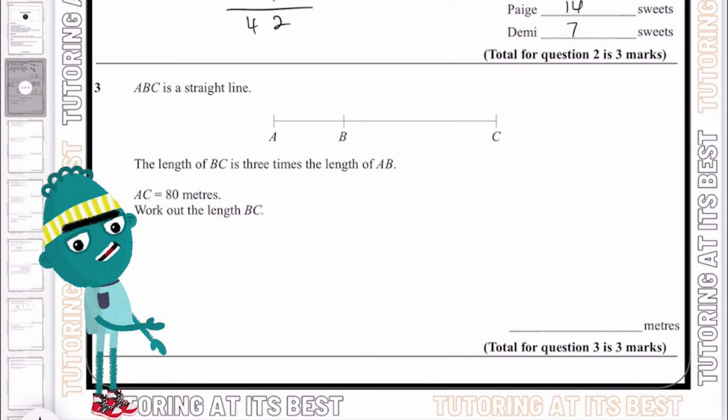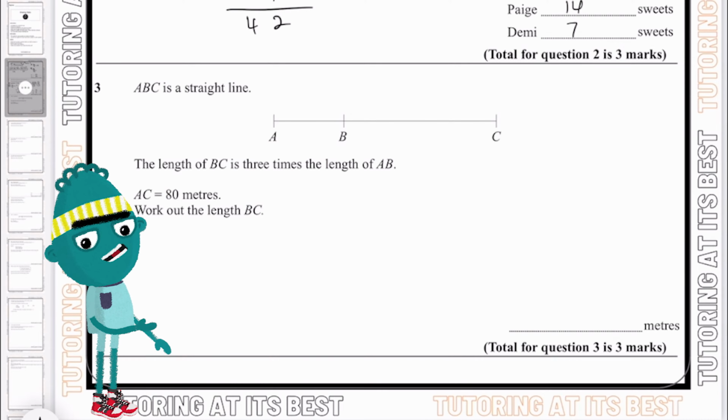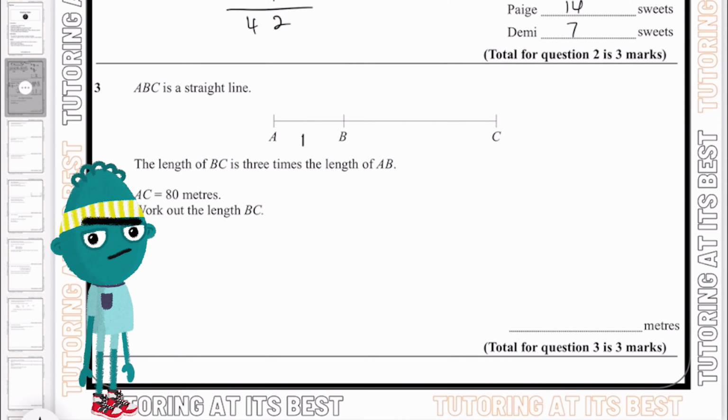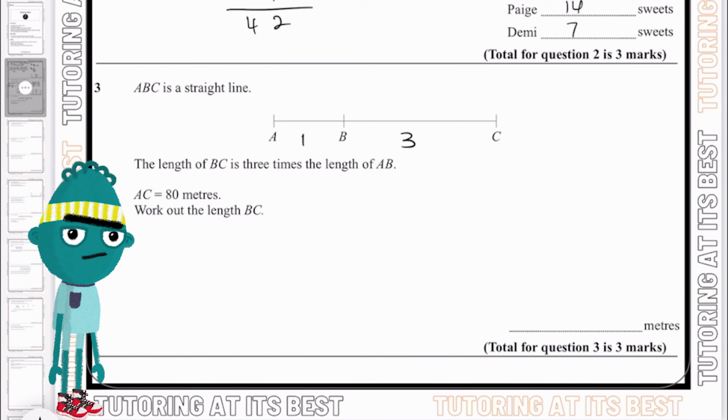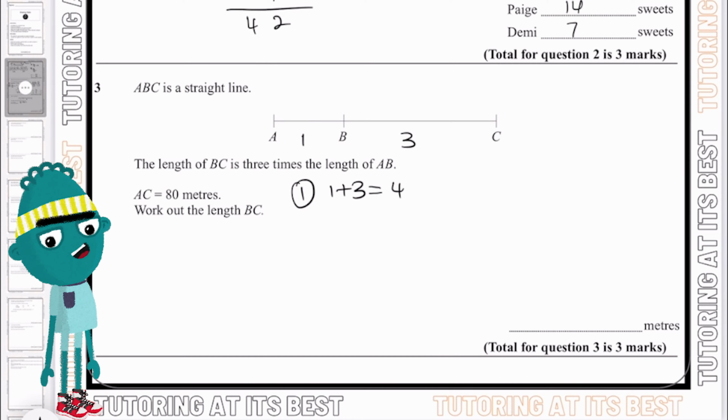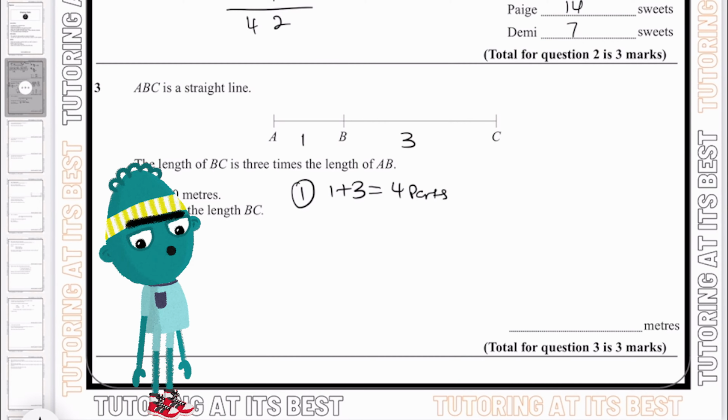So ABC is a straight line, and it's now told us that the length of B to C is 3 times the length of A to B. So where this is 1, B to C would be 3. And we know that A to C is now 80 meters long. So like we did before, step 1, we add our ratio, so we know it's 4 parts in total, and we divide 80 meters by 4, which gives us 20. So now we know that is equal to 1 part.